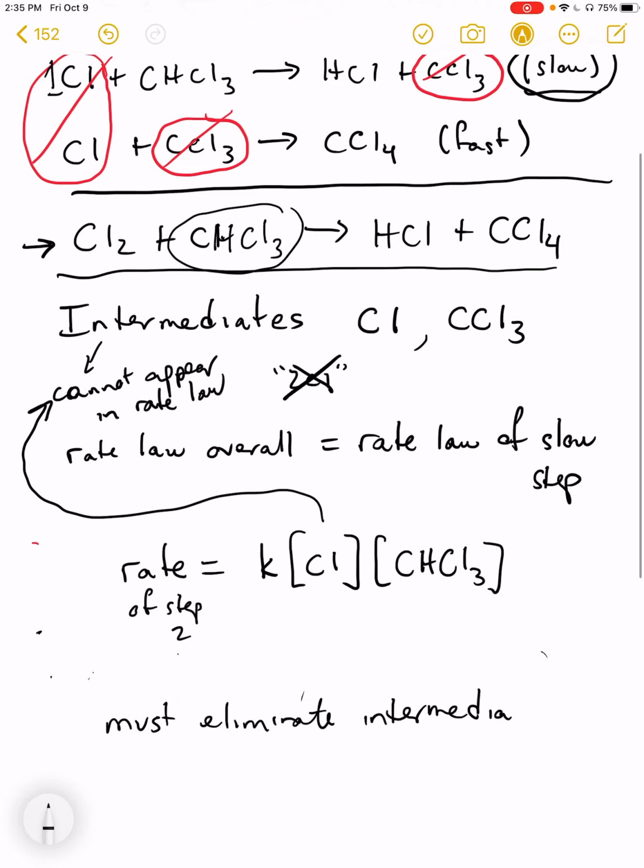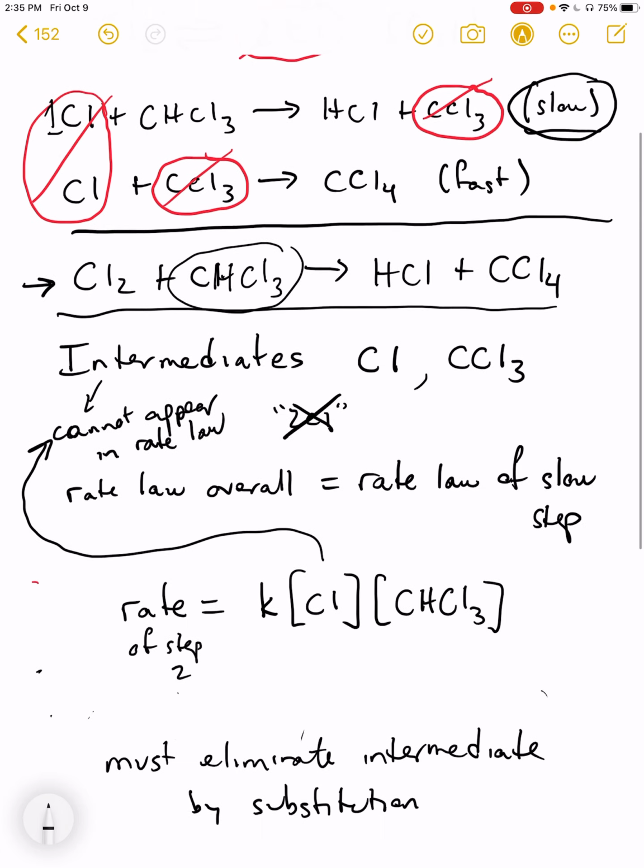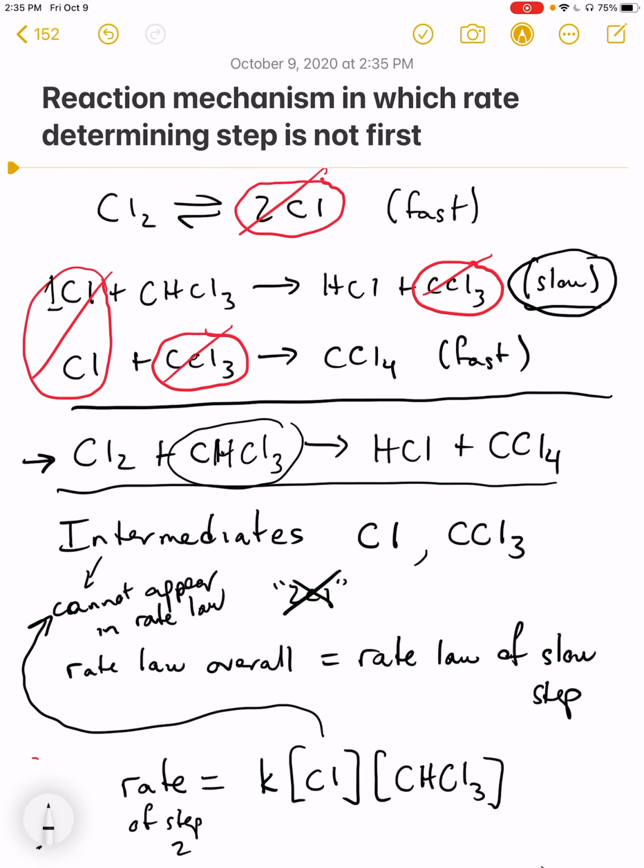And the way we can eliminate that intermediate is by substitution. Okay. Now, if we look at our first reaction, we see that it is an equilibrium reaction. And generally, any steps going before the slow step will be an equilibrium. Okay, here's why. Even if it's not a true equilibrium, we can approximate it as an equilibrium. And the reason for that is this first reaction goes very fast and this second reaction goes very slow.